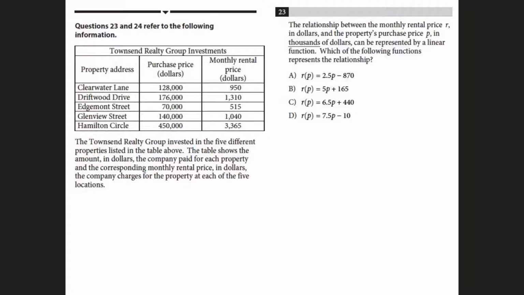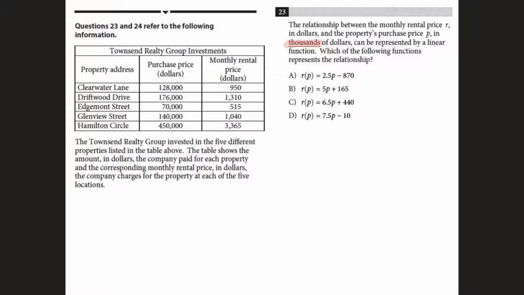Now, 23 is asking the relationship between the monthly rental price R in dollars and the property's purchase price P in thousands of dollars can be represented by a linear function. Which of the following functions represent this relationship? Now, key here is you should really take note when they underline things on the SAT. It's a good idea that you want to pay special attention to that. So, which of the following represents this relationship?